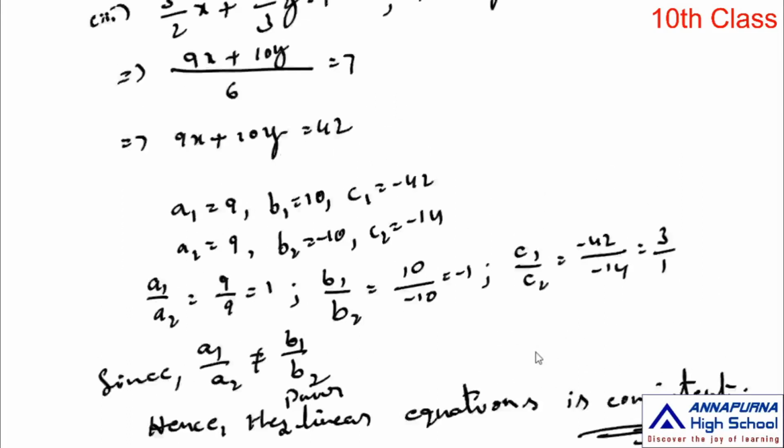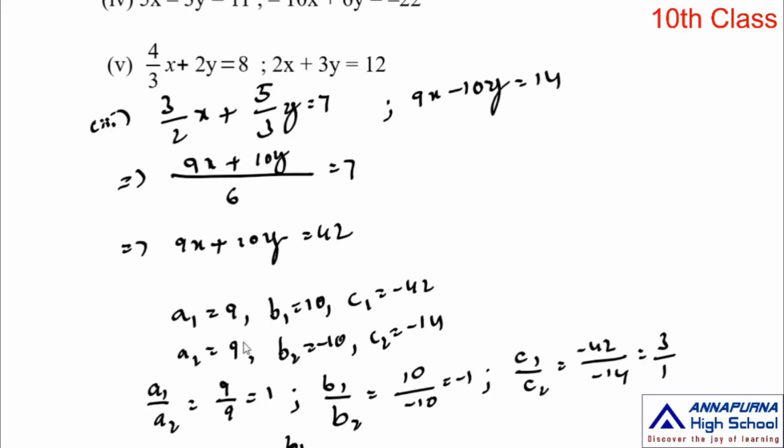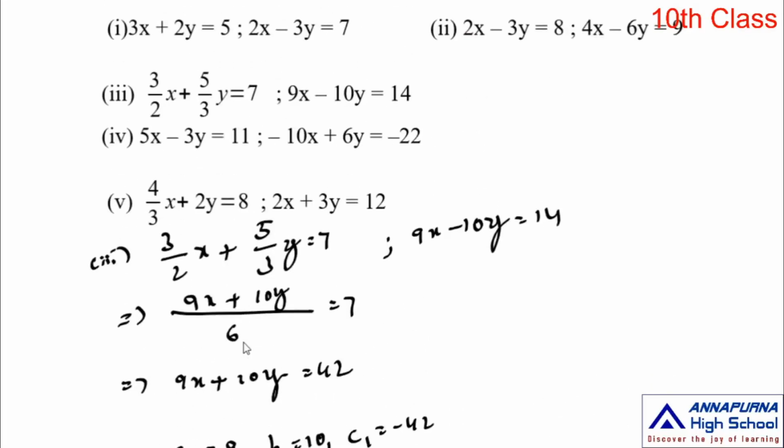Okay, so in the same way complete all the remaining ones. In the fifth equation also, here we have one rational coefficient. Better to change it into integral. It is not compulsory, but if you change it, your calculation is very easy. That means when you are finding the ratios a1 by a2, b1 by b2, c1 by c2, that is very easy. Okay, let's come to the fourth one.